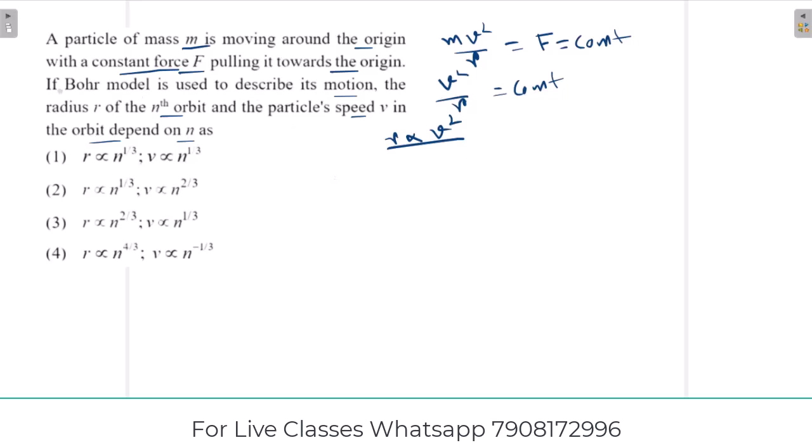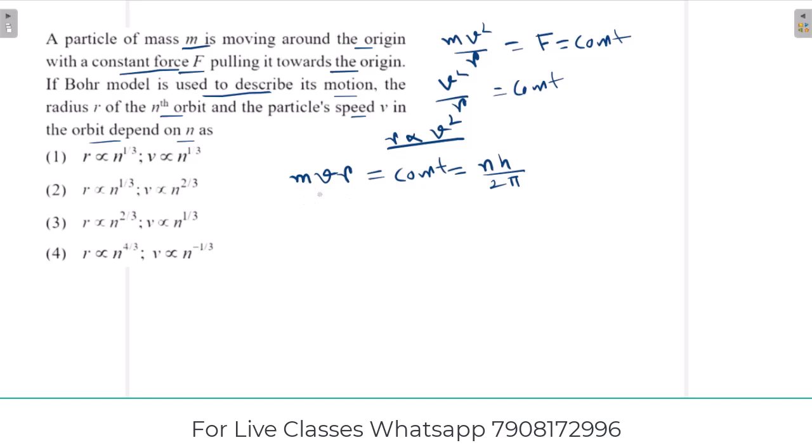Now it says that if the Bohr model is used to describe its motion, we know from Bohr's theory that angular momentum, that is mvr, is constant. So mvr is equal to nh divided by 2 pi. So mvr will be constant for a particular orbit, that is nh by 2 pi. For the nth orbit mvr is constant.